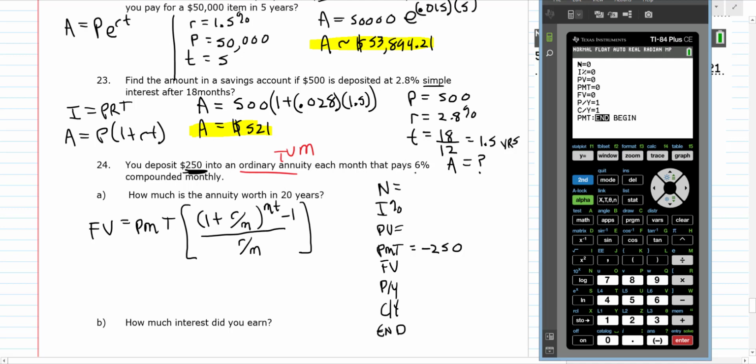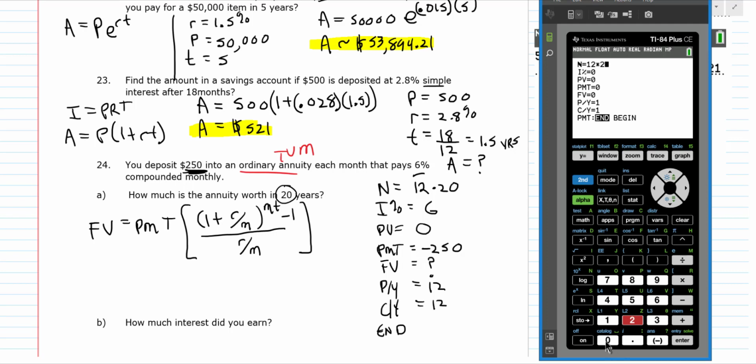Okay, then it says 6%. So the interest is 6%. Just put 6 in. You're compounding monthly now, and you're doing this for 20 years. So you're making payments 12 times a year times 20. So you want to put that in like that. The present value is 0 because your annuity starts at $0. Future value, that's what you're trying to find. Payments per year, there's 12 payments per year, and you're compounding 12 times. So when you put this in, 12 times 20 is going to tell you that you're doing 240 payments.